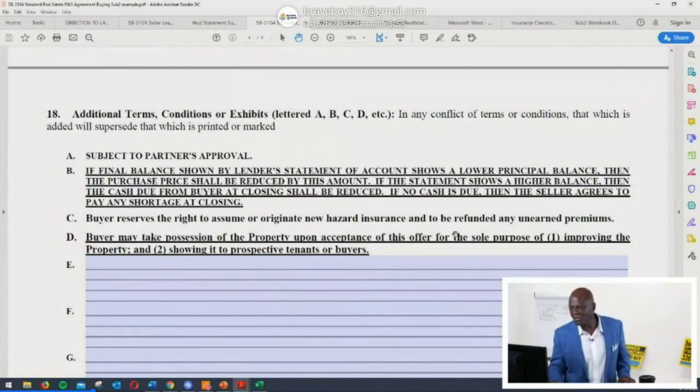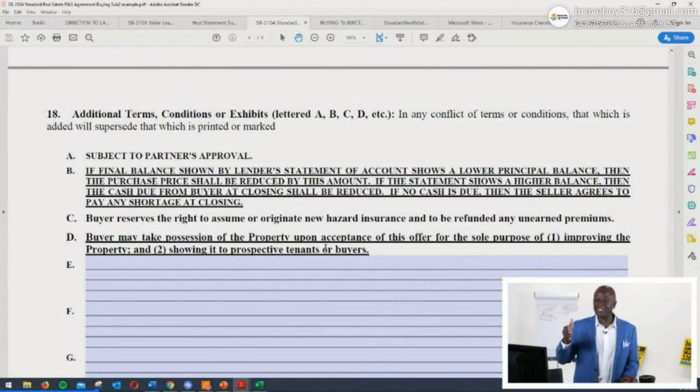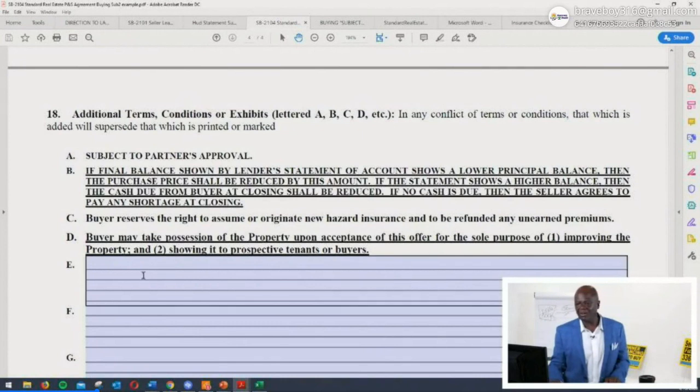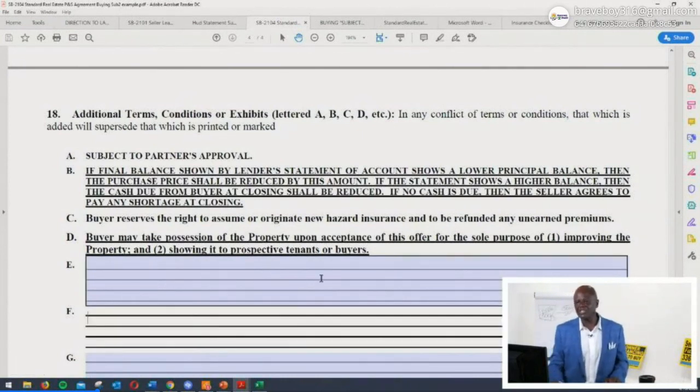It's also letting them know that if they have an escrow shortage or whatever, they would actually be responsible to pay that, all right? It says that the buyer reserves, in paragraph C, the right to assume or originate new hazard insurance and be refunded on any unearned premiums. That means that when you buy the property and you put your insurance policy in place, because their insurance is going to be canceled, when that check comes back, that's your check, okay? You let them know you're going to secure that check.